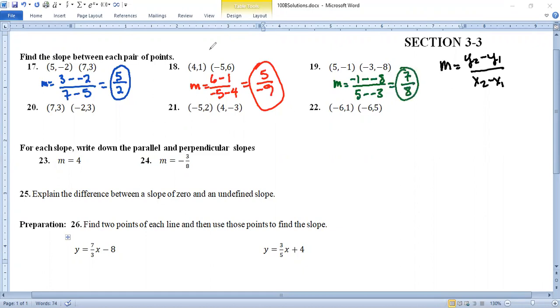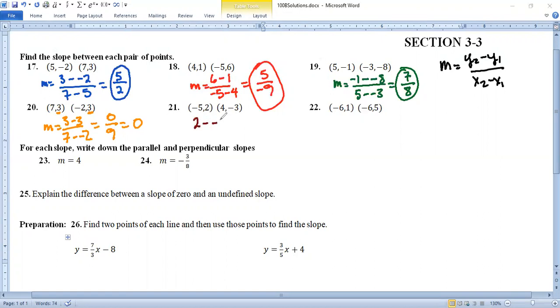Okay, number 20. The slope is going to be 3 minus 3 over 7 minus a -2. That is 0 over 9, which is 0. That is a slope of 0, and notice that it came up where the y values were the same. So this is going to be a horizontal line where y is 3. Okay, number 21.